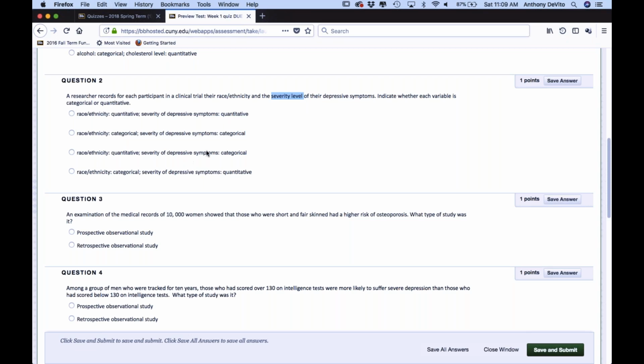Well, I don't see ordinal in there as any of the choices. So I think we're stuck with categorical and quantitative. Now, if one of these had been ordinal, then we'd have to take a closer look. What did they really record? Did they record a score on a test, which could be like 73 and a half or something like that? Or did they receive severe, less severe, moderate, and so on and so forth?